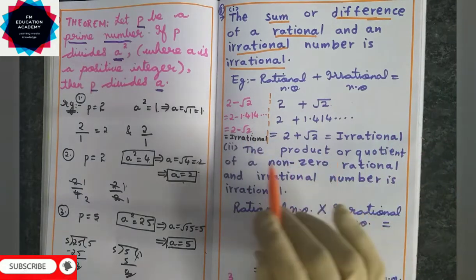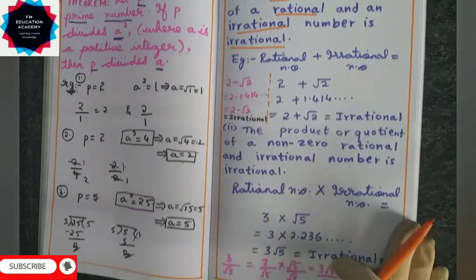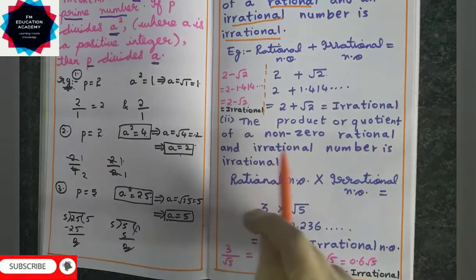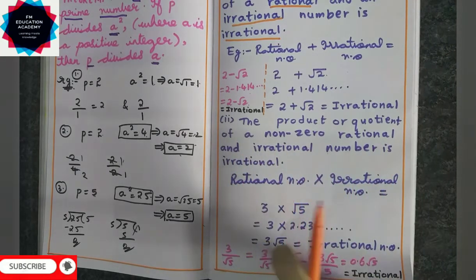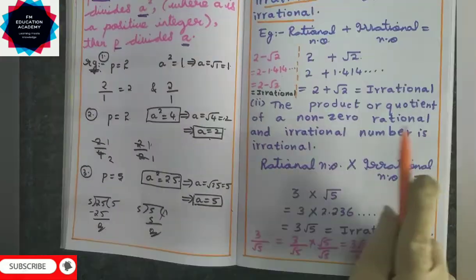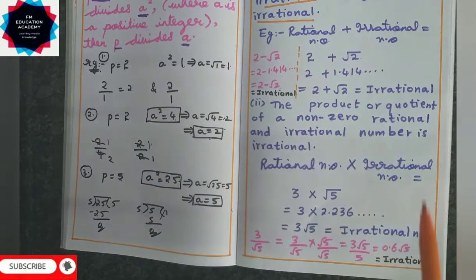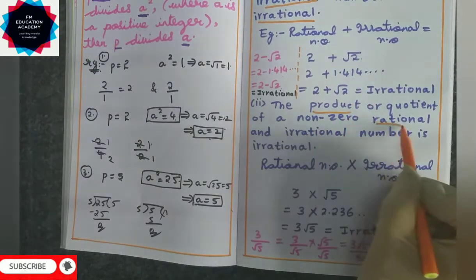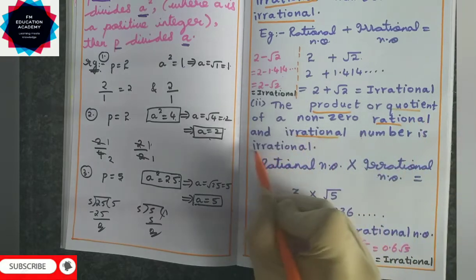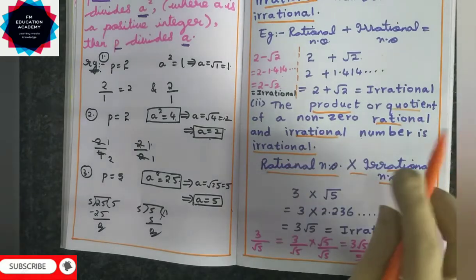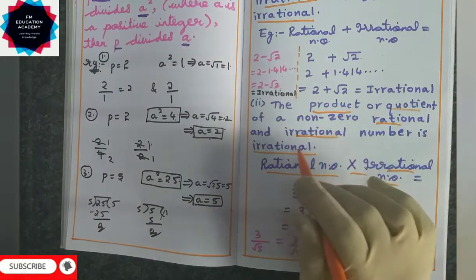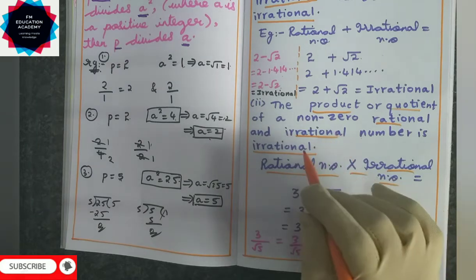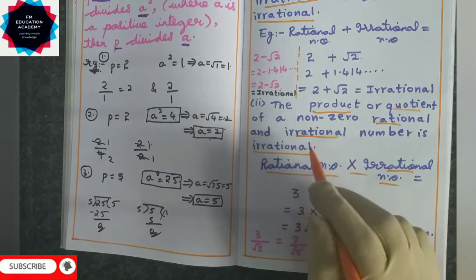Okay. Now let us see the next one. The product or quotient of a non-zero rational and an irrational number is irrational. What it means is that when I multiply a rational and an irrational number, or when I divide a rational number and an irrational number, here I will always get an irrational number. An irrational number will have a root. It cannot be expressed in the form of p by q. That number is called irrational.